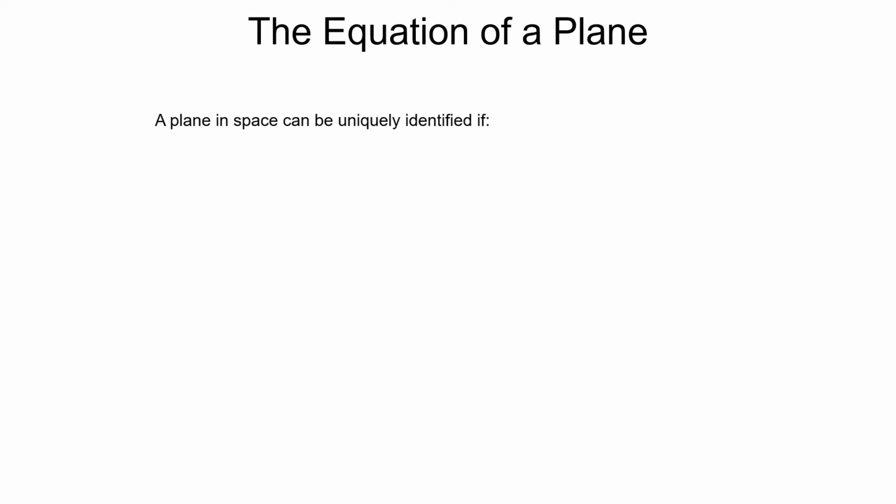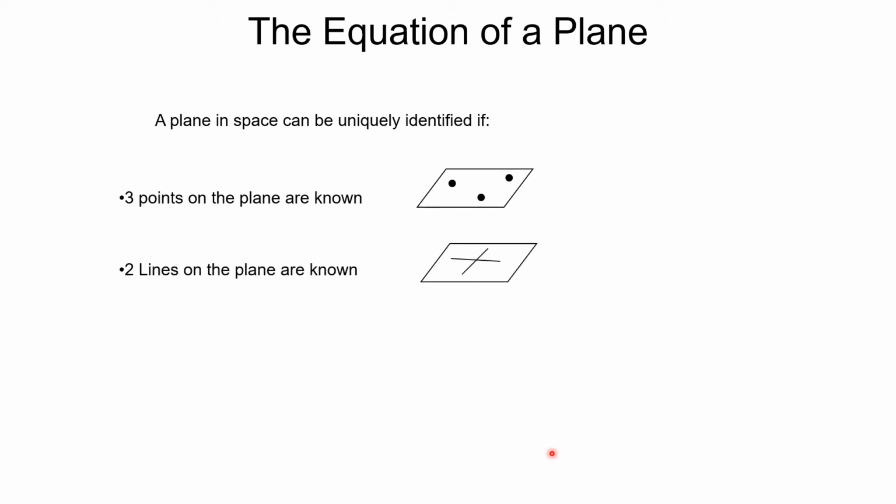Now we will look at how to determine the equation of a plane. A plane in space can be uniquely identified if 3 points on the plane are known, as in 3 points in terms of x, y, and z. Next, if two lines on the plane are known, you can assume the plane is like a piece of paper, and then there are two lines on it.